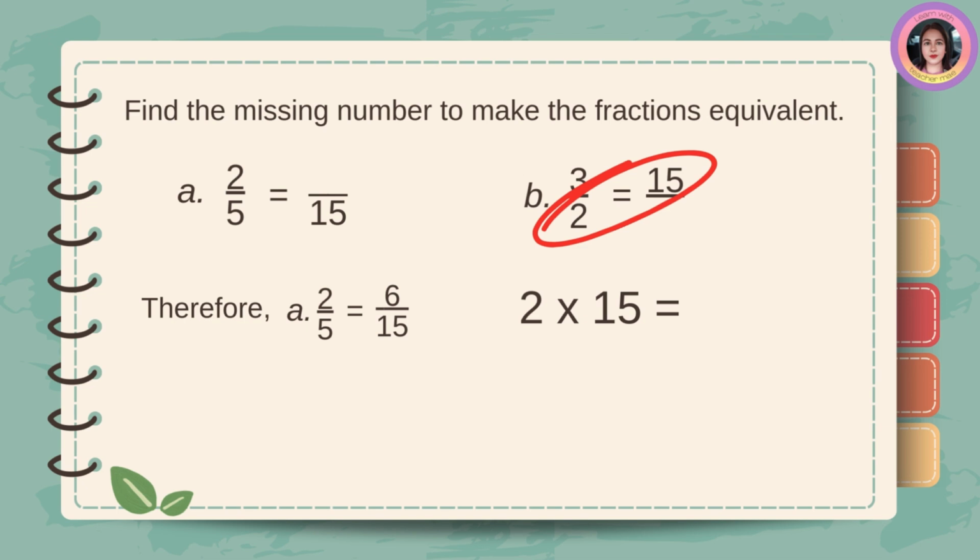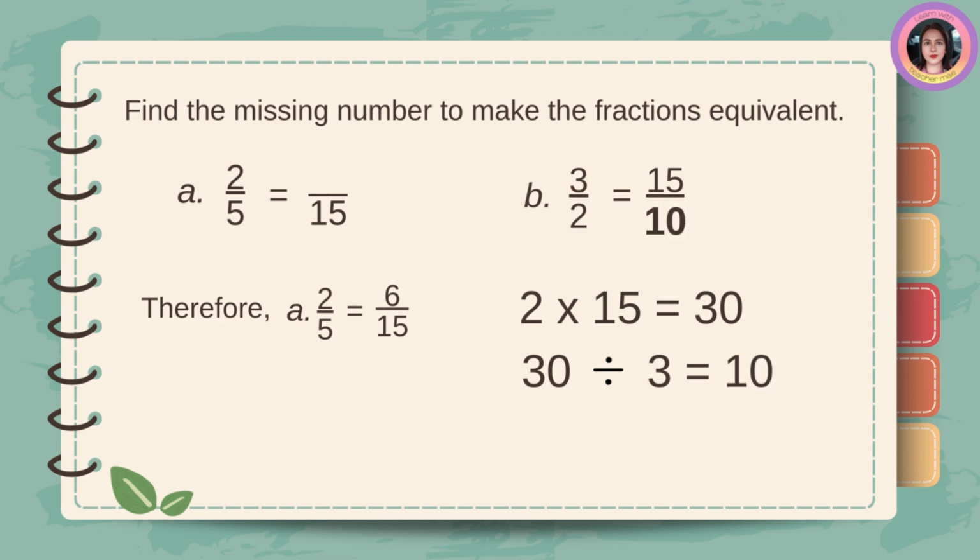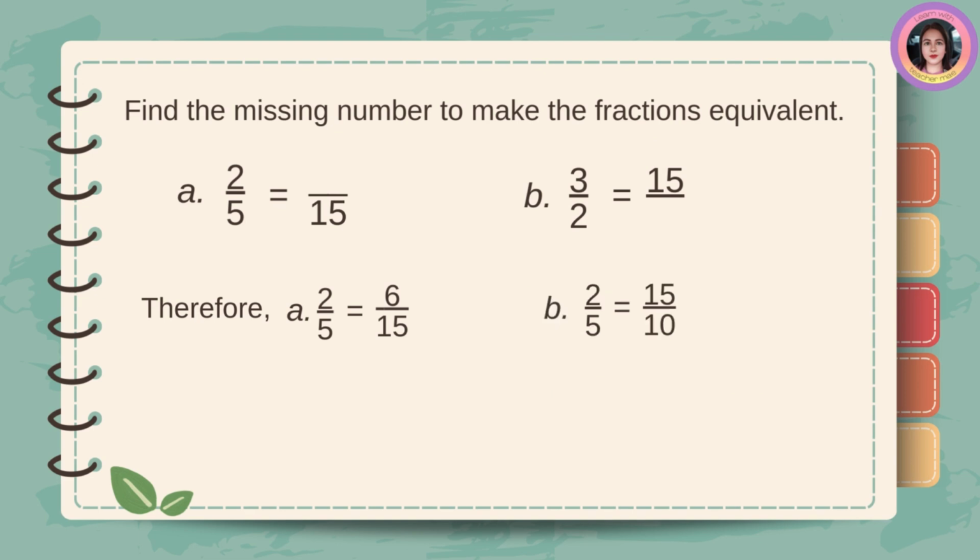Next is letter B. Again, to find the missing number, use cross multiplication. 2 times 15 is equal to 30, and then divide 30 by 3. 30 divided by 3 is equal to 10. Therefore, 2/5 is equal to 15/10.